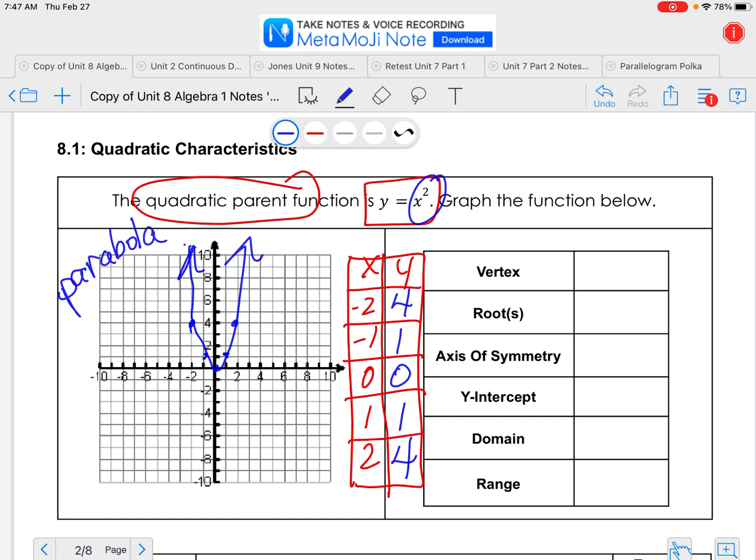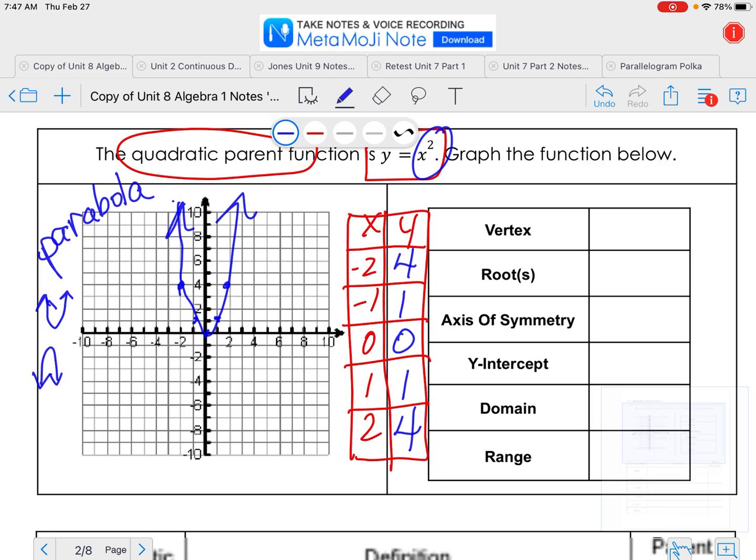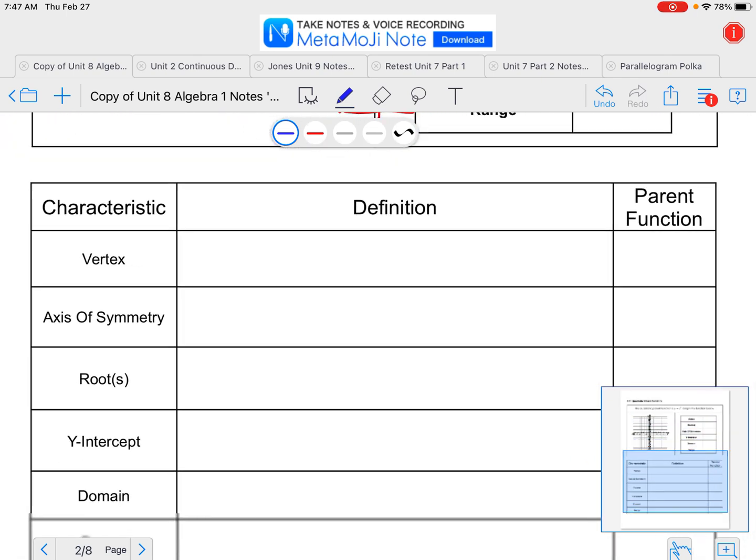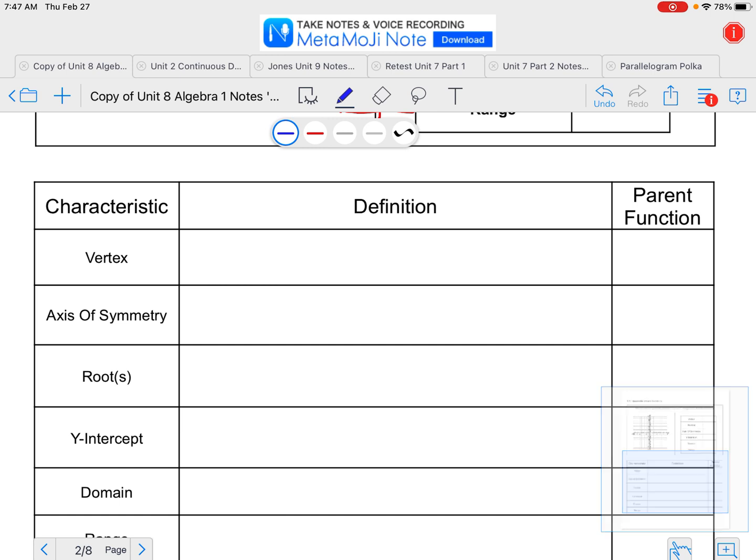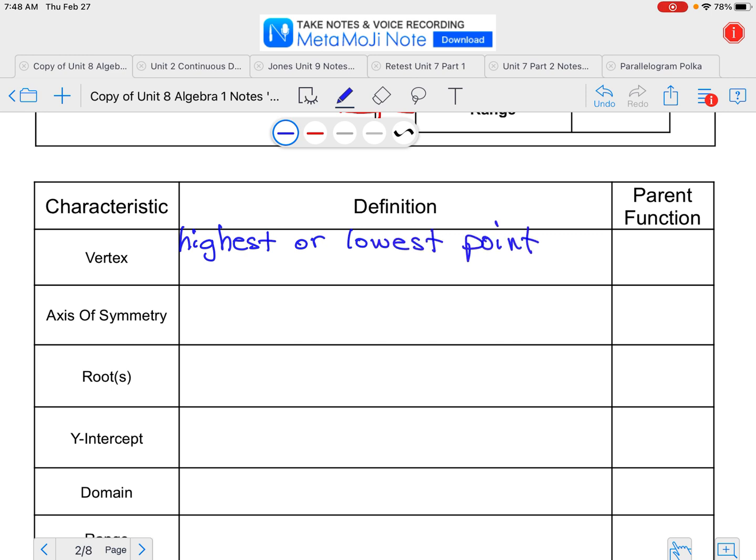In Algebra 1, we only do an up-facing U or a down-facing U. Algebra 2, you'll do sideways ones. So there are some important features of this parabola. The vertex is the highest or lowest point. This high and low point might be called the maximum if it's highest, or the minimum if it's lowest.